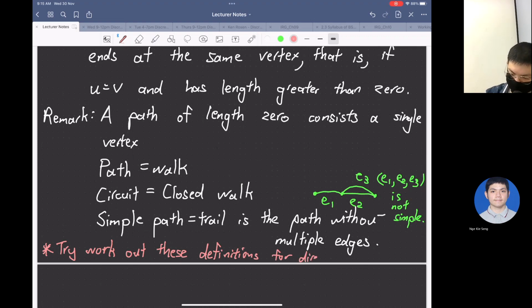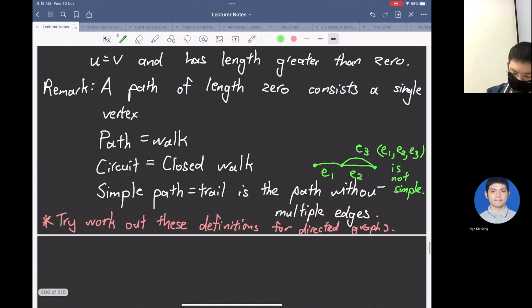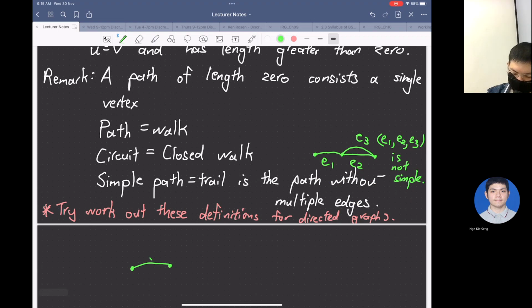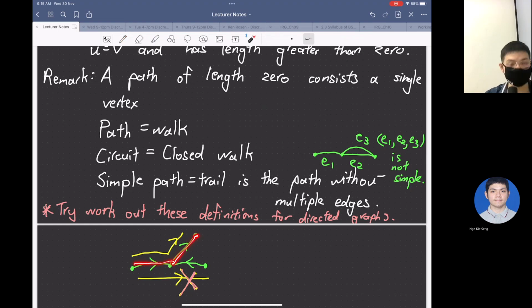For directed graphs, one thing I can tell you is that if the direction is not the same, you cannot compose them. You can only compose in the same direction. So you can go from here to here, but not this way. You can only compose in the same direction if you have direction. So you cannot compose this way or this way.